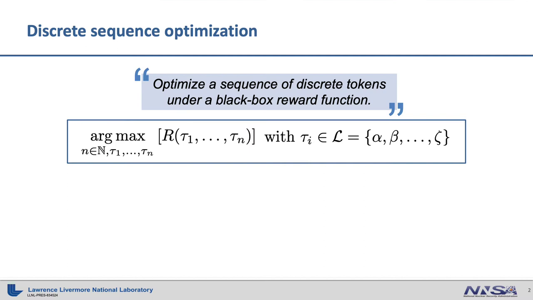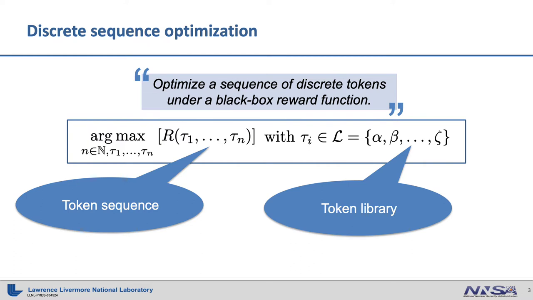Our main objective in our work is to solve symbolic optimization problems. Those types of problems can be seen as a discrete sequence optimization, where we have to optimize a sequence of discrete tokens under a black box reward function. This basically means that for each possible token sequence that we have, this token sequence is related to a reward signal. And what we try to do is sampling new token sequences from a given token library. And we have to find the token sequence that optimizes this reward function.